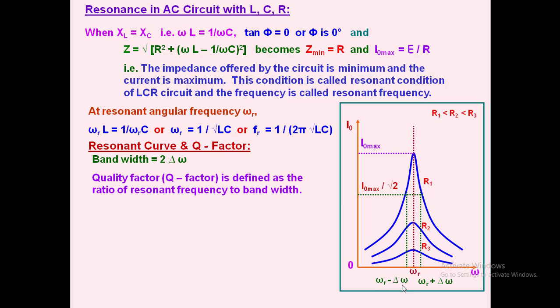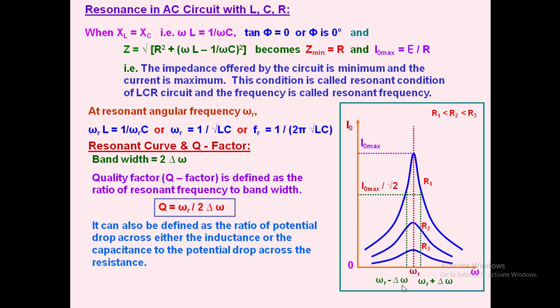So quality factor is defined as the ratio of resonant frequency to the bandwidth. So Q is equal to omega R divided by 2 delta omega. It can also be defined as the ratio of potential drop across either the inductance or the capacitance to the potential drop across the resistance. That is, simply we can say Q equal to VL by VR or VC by VR also.